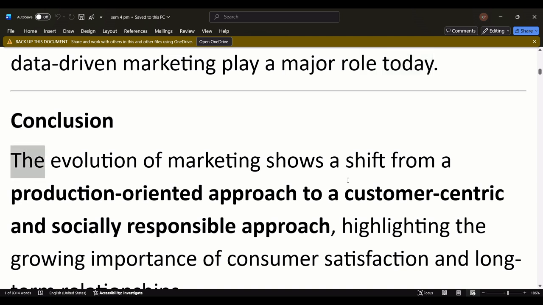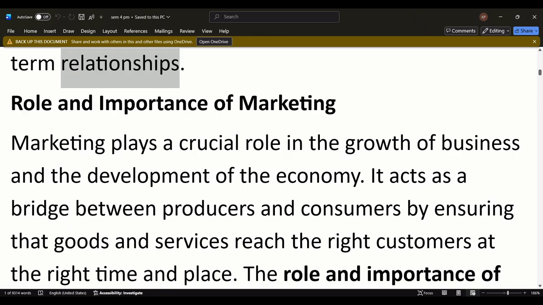Conclusion. The evolution of marketing shows a shift from a production-oriented approach to a customer-centric and socially responsible approach, highlighting the growing importance of consumer satisfaction and long-term relationships. Role and importance of marketing. Marketing plays a crucial role in the growth of business and the development of the economy. It acts as a bridge between producers and consumers by ensuring that goods and services reach the right customers at the right time and place.